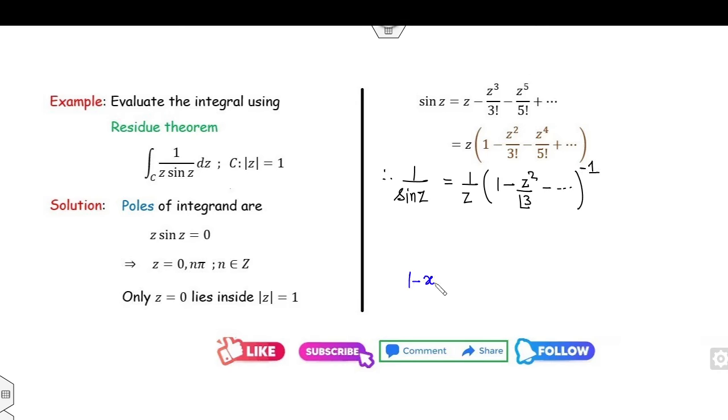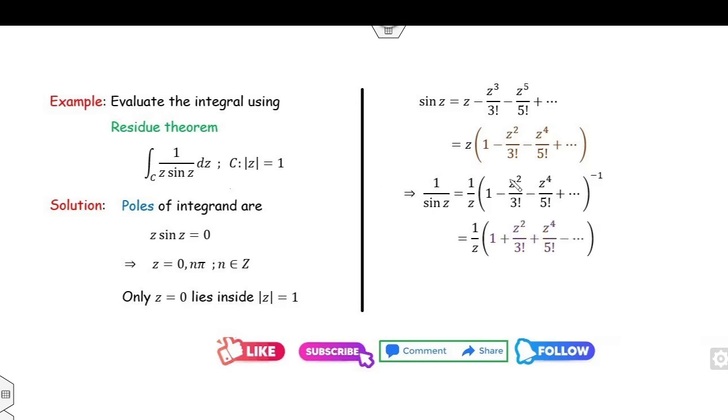Apply the binomial expansion. What is the series of 1 minus x raised to power minus 1? It is 1 plus x plus x squared plus x cube and so on. I can substitute this value. It is 1 plus z squared over 3 factorial and so on. Fine. Now you can substitute this value. So what is your f(z)? f(z) is 1 over z sin z. So I can substitute the value of 1 over z. It's 1 over z squared times the same expression.